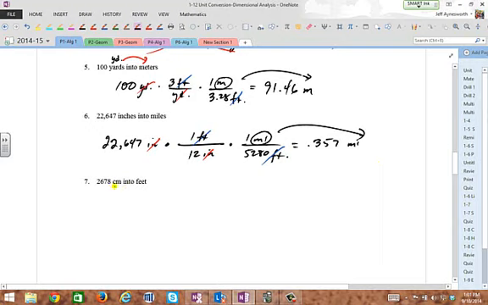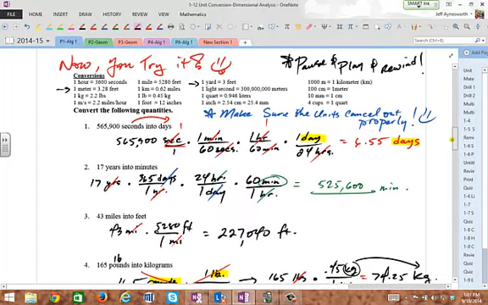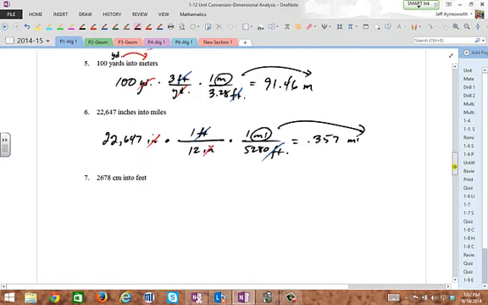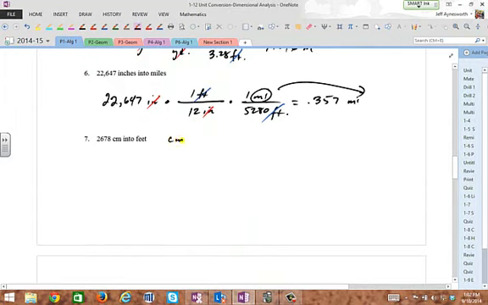Here we got how many feet are in 2,678 centimeters. So you need to know how many centimeters in an inch and then how many inches in a foot. So let's go up here. There's 2.54 centimeters per inch, and I know there's 12 inches per foot. So I need to use this one and that one right there. You should already know there's 12 inches per foot, but if you didn't know there's roughly 2.5 or 2.54 centimeters per inch, you just learned something. So we're going to go centimeters to inches, and from inches to feet.